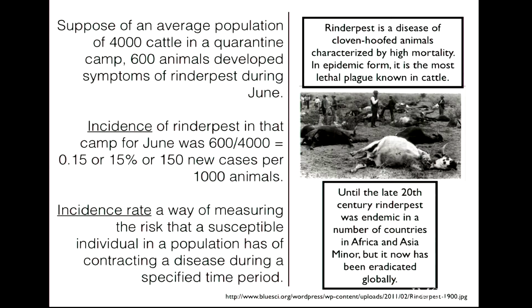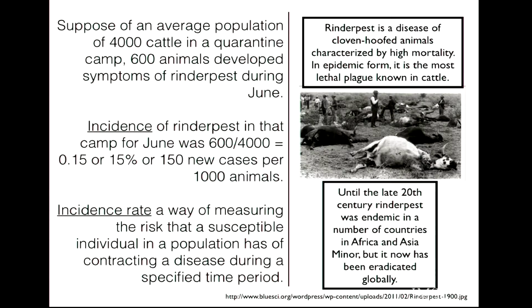So if you wanted to ask the same question about incidence, you could start by saying, if you had an average population of 4,000 cattle in a quarantine camp, so this can fluctuate over a period of a month. It could come down to 3,950, could go up. This is just an average number that you have. And you have 600 animals that develop symptoms of rinderpest during June. So these are diagnosed cases of rinderpest during that particular time.